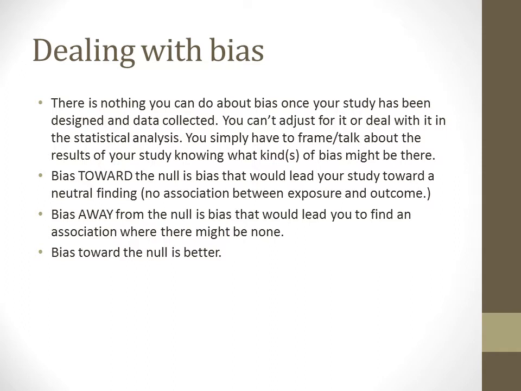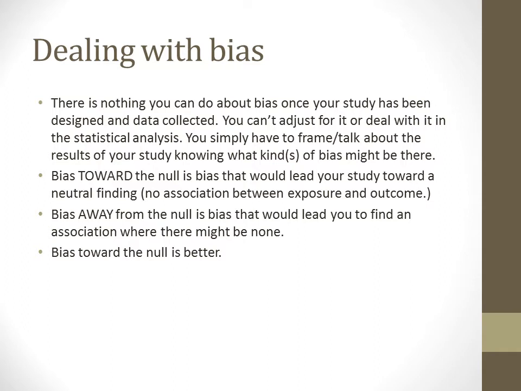Bias towards the null is obviously better because if you have bias towards the null in your study and you find a positive result, you can say, well, we found that statins are associated with reduction in risk of heart attack. And this is particularly significant because our study was, if anything, biased towards the null. So the fact that we found something means that there really has to be something there.